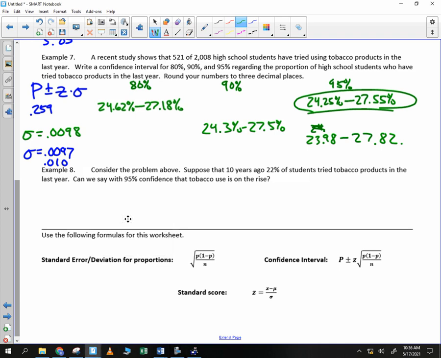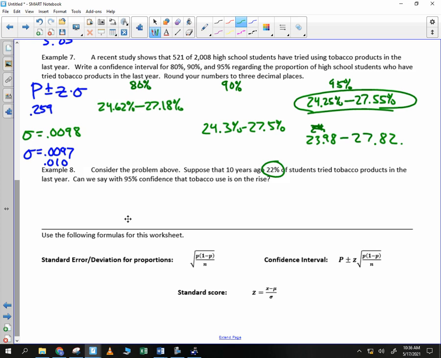So, the big question here is, and this is the last problem we'll do, and then we'll get your study guide, and you guys can have the rest of the time today and tomorrow to work. But the question is, it says, consider the problem above. Okay. It says, suppose that 10 years ago, 22% of students tried tobacco products in the last year.